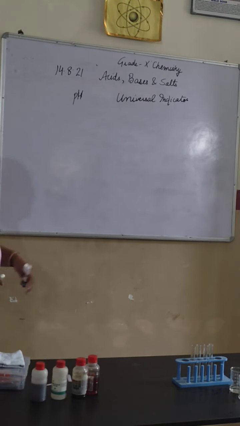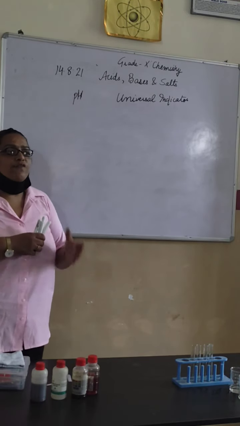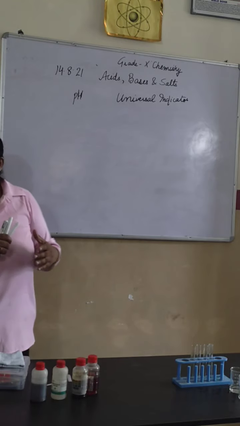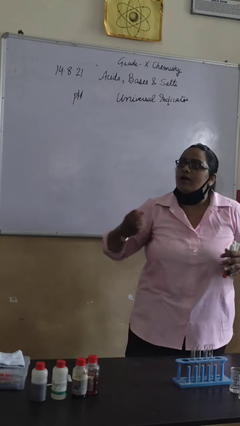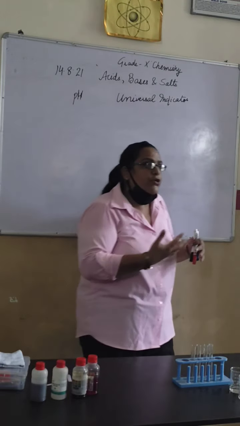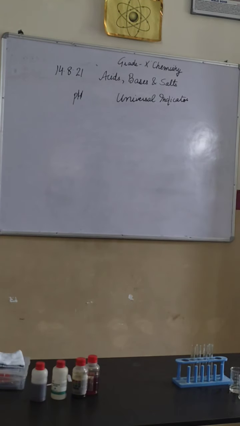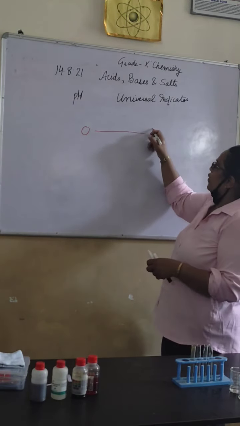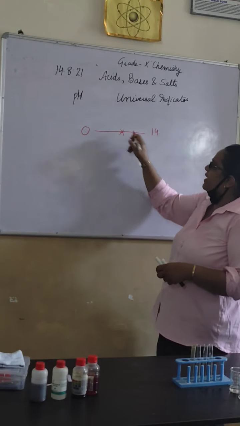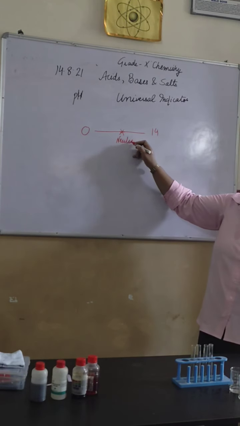In the last class, we discussed pH. What is pH? That is the power of hydrogen ion concentration, which tells us the strength of a particular acid or a base. How weak or strong your acid is, or how weak or strong your base is. Okay? We have already discussed the pH scale, whose values range from 0 to 14. If pH is 7, it is a neutral solution. So that means your solution is neutral.